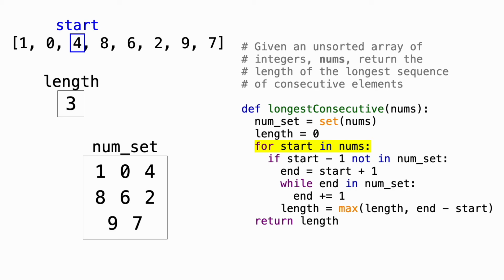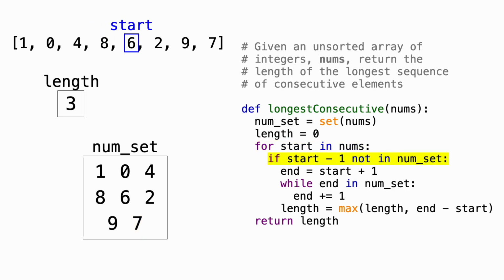Start is now 4, and 4 minus 1 is 3, which is not in the set. That means 4 is the start of a consecutive sequence, so let's set end equal to 5 and see if 5 is in the set. 5 is not in the set, so our sequence has already ended. 5 minus 4 is equal to 1, since the sequence consisted of only a single number, which was 4. 1 is not greater than 3, so length stays at 3. Then let's move on. 8 minus 1 equals 7, and 7 is in the set, so 8 is not the start of a sequence, and we'll skip it.